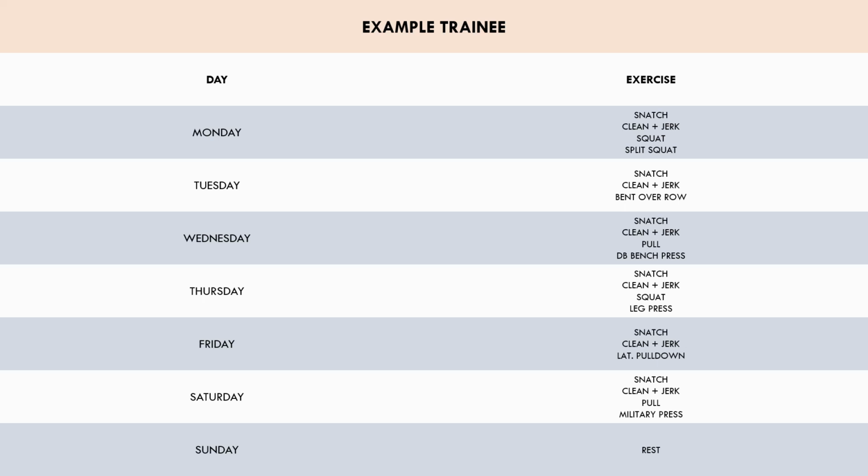So we have a split squat on Monday and a leg press on Thursday. We have a bent over row on Tuesday and a lat pull down on Friday. And we have a dumbbell bench press on Wednesday and a military press on Saturday. So each muscle group is being targeted twice per week.